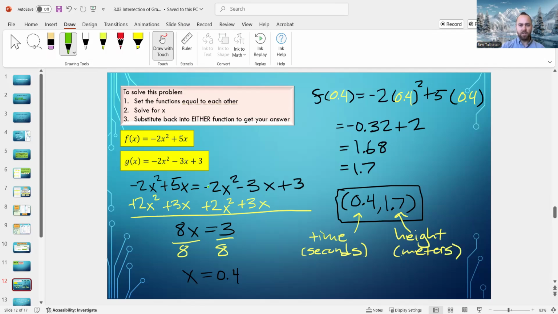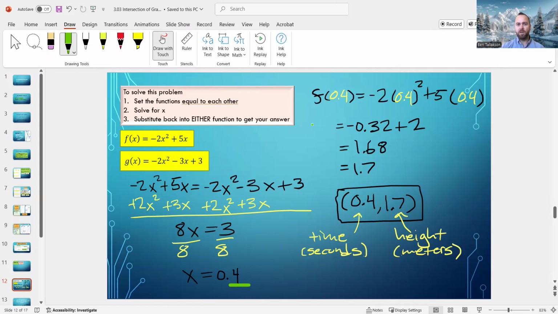What's really nice here, look at this, negatives, negatives. So if I add 2x squared to both sides, they go away. Add 3x to both sides, we get 8x. And then all we have left on the left is 8x, and all we have left on the right is 3. We divide, we get a decimal. That is 4 in the tenths place.